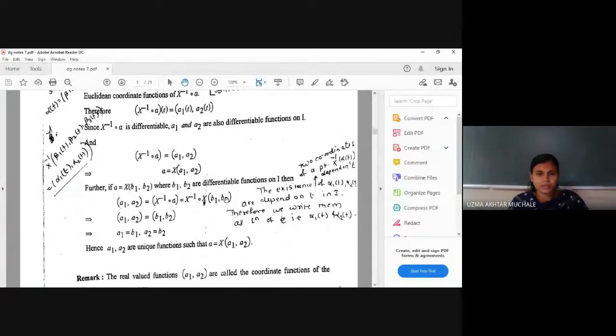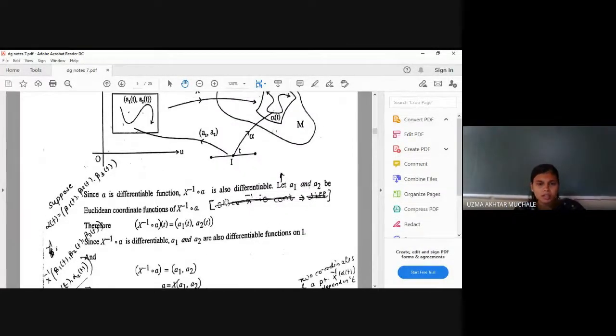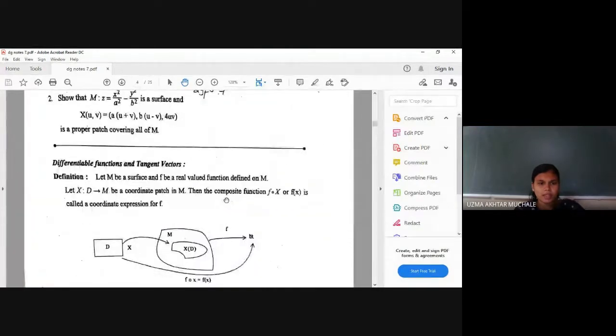Good afternoon, friends. In this lecture we have seen what a differentiable function is in differential geometry. We have defined one mapping x from D to M, and what is f? f is a real valued function defined on M. That is, f is a real valued function defined on M means what?